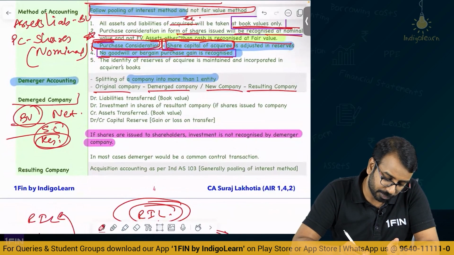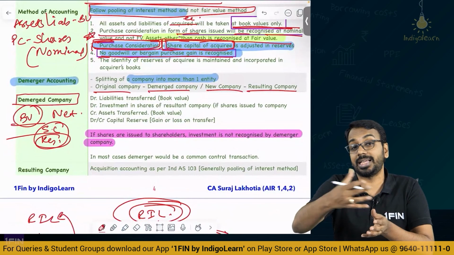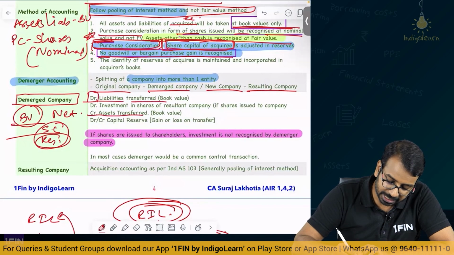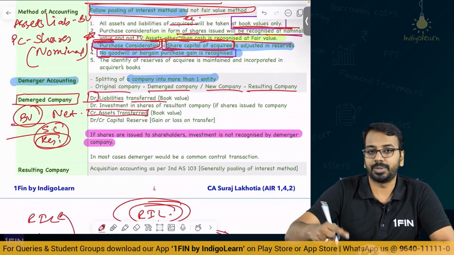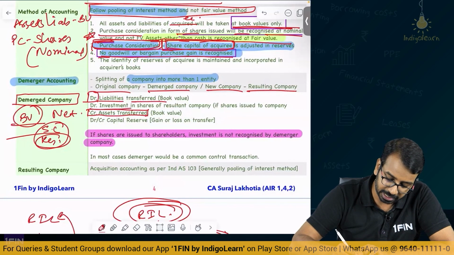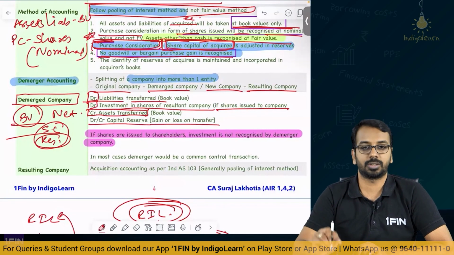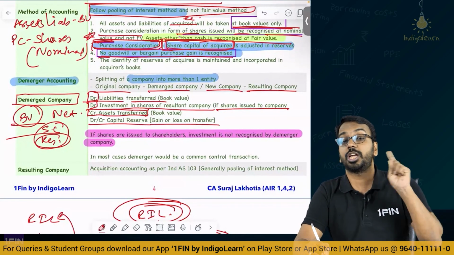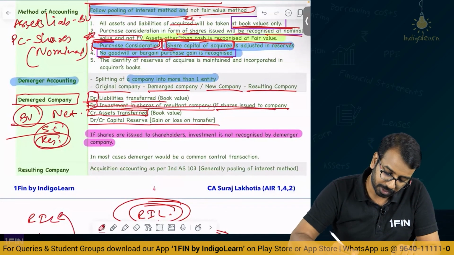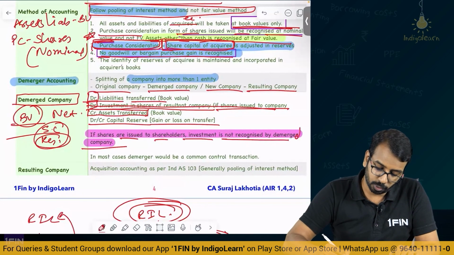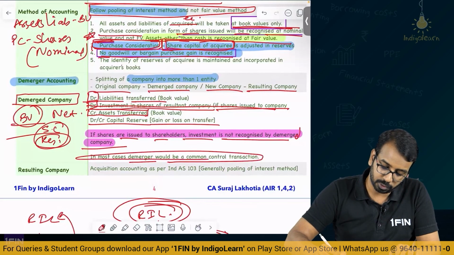As far as the demerged company is concerned, they have transferred assets and liabilities. You will debit liabilities transferred at book value, credit assets transferred at book value, and if the resulting company issues shares to the company, you will incorporate that investment in shares of the resulting company. The difference will be adjusted in capital reserve as gain or loss on transfer. But if the shares are issued to the shareholders, then this entry will not be there, and investment is not recognized by the demerged company. In most cases, demerger would be a common control transaction and that is how we will do the accounting.